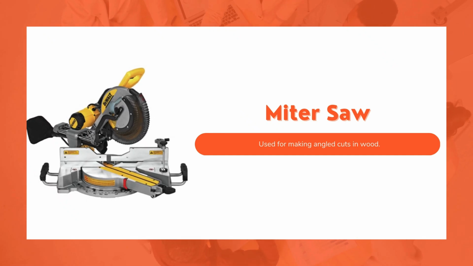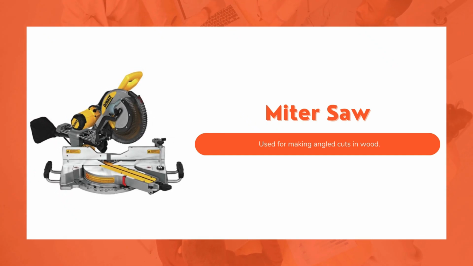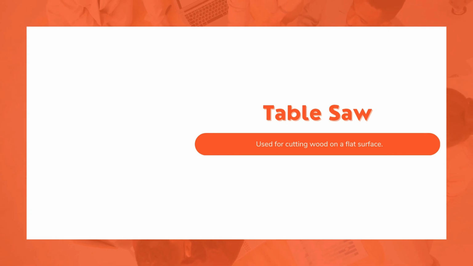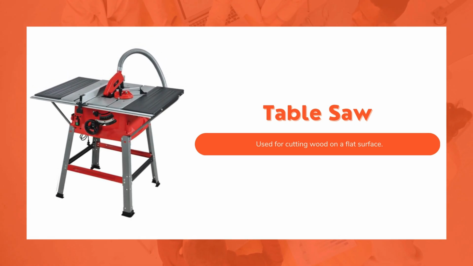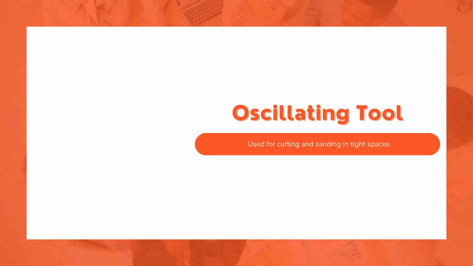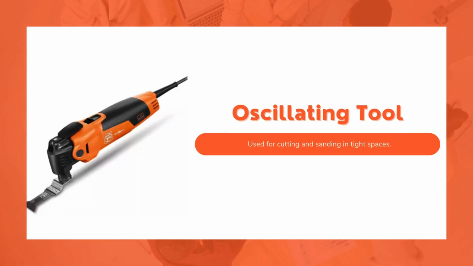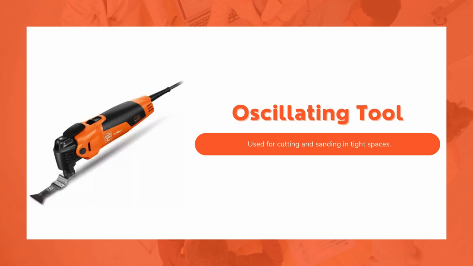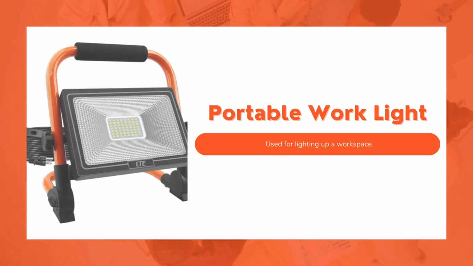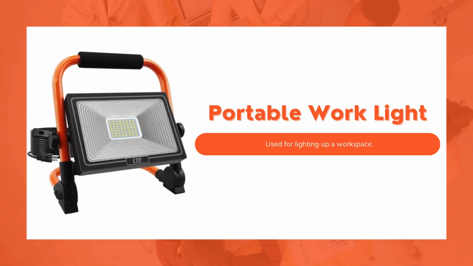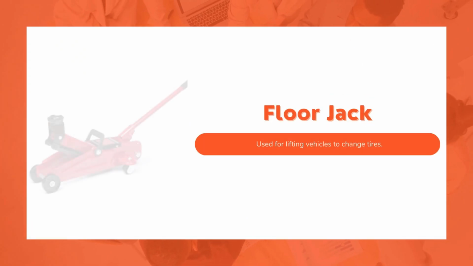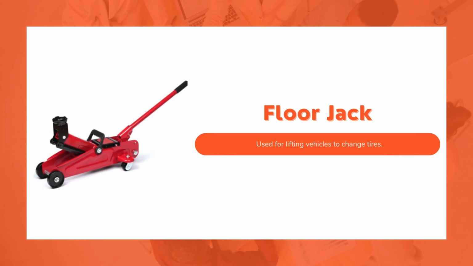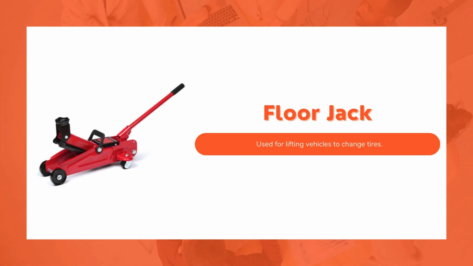Miter saw used for making angled cuts in wood. Table saw used for cutting wood on a flat surface. Oscillating tool used for cutting and sanding in tight spaces. Portable work light used for lighting up a workspace. Floor jack used for lifting vehicles to change tires.